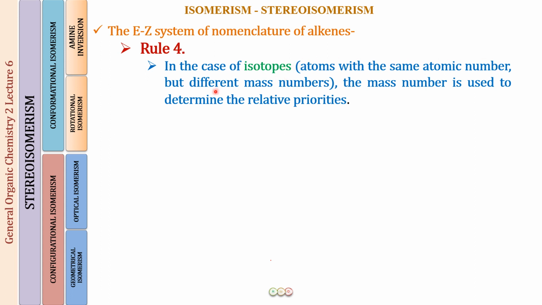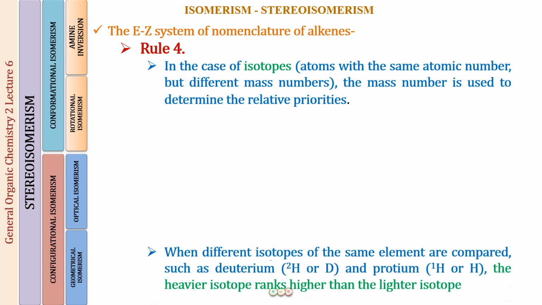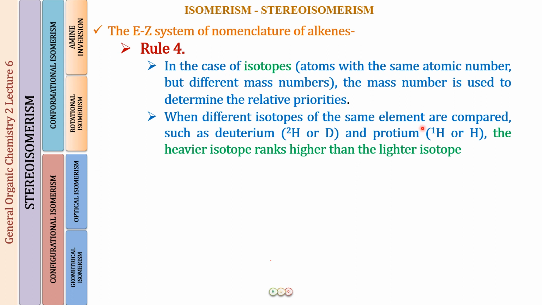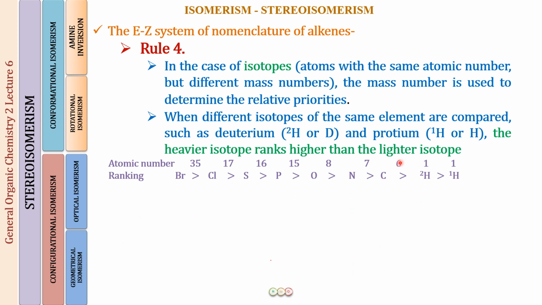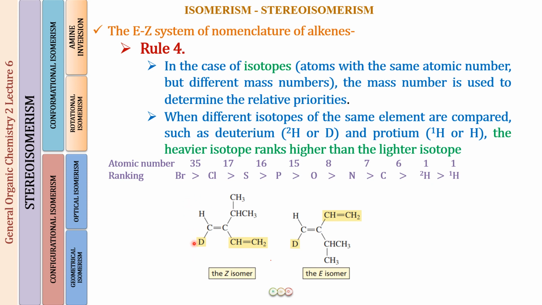The isotopes, we all know, have different mass numbers. So we will choose the mass number to determine the relative priorities of the groups attached to the carbons, right? When different isotopes of the same element are compared, for example deuterium and protium, the heavier isotope is going to be ranked higher than the lighter isotope. So you see, for the atomic numbers, both isotopes have atomic number 1, but the mass number is different. So which one has the higher mass? That is going to be our group of priority, right? For example, you can see we have a D and a H. So the D, deuterium, is going to be our group of priority.